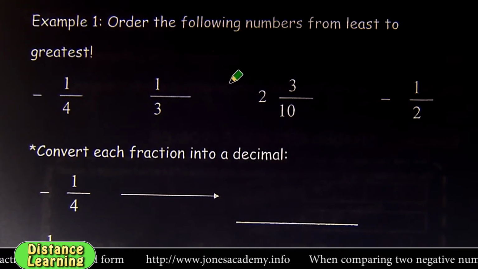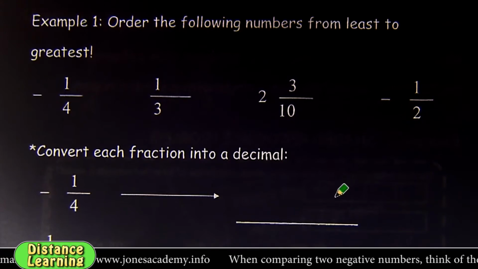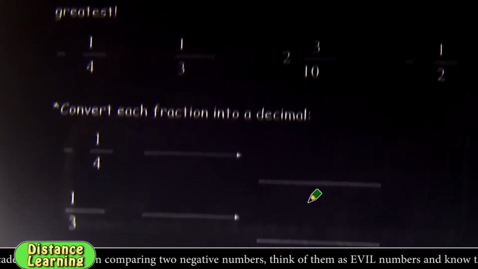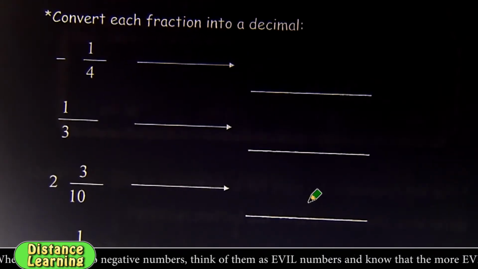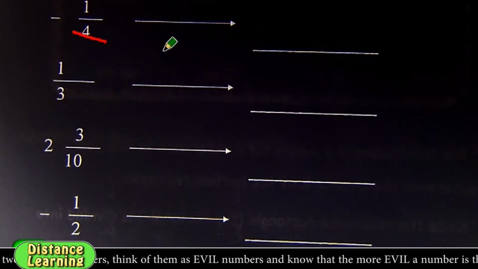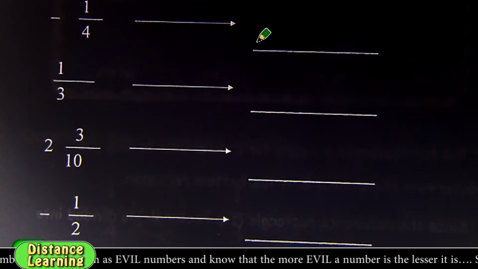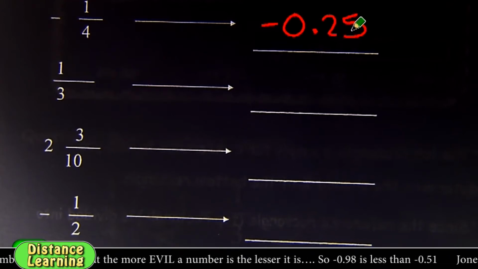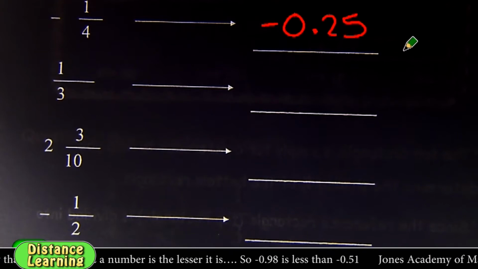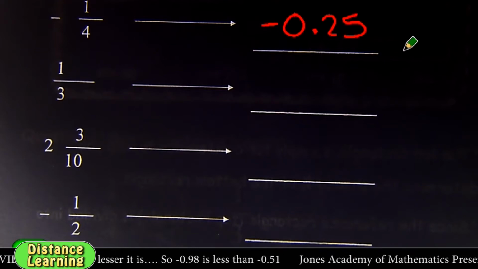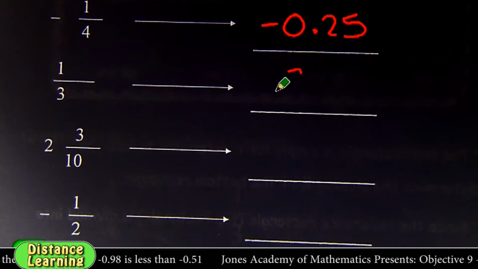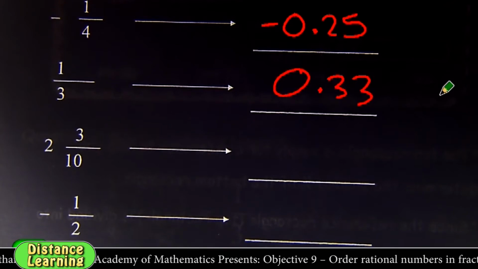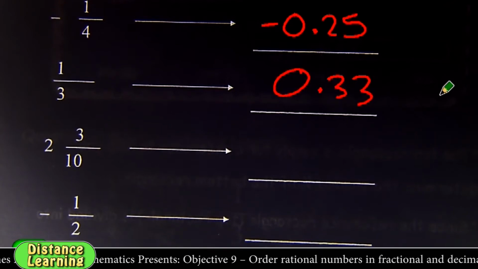Now the first thing we're going to do is convert each one of these numbers into a decimal. Then we'll be able to tell smallest to biggest, or least to greatest. So scoot the paper over here, and let's start with negative 1/4. Just a minute ago on the chalkboard, I told you negative 1/4 is the same as negative 0.25. You should probably just have that one memorized. And 1/3, we also talked about that one. Since it's positive, we'll just say it's 0.33.